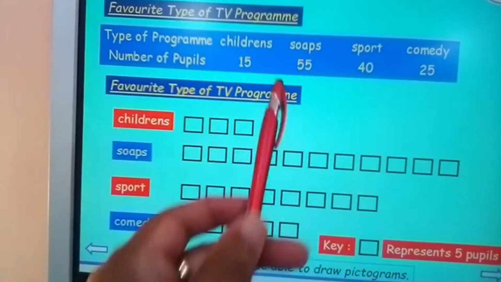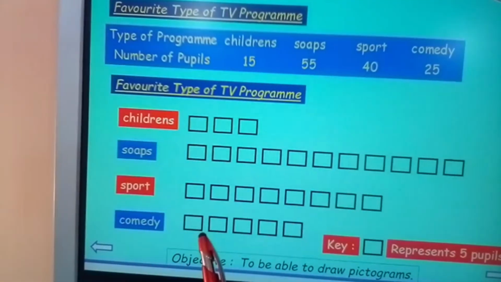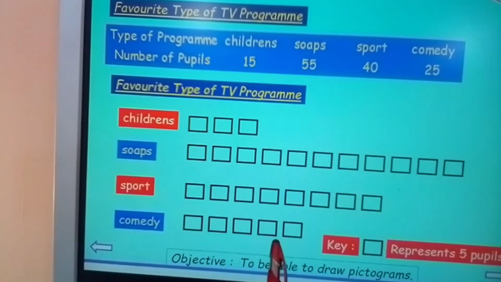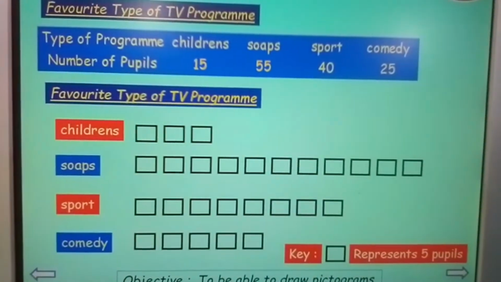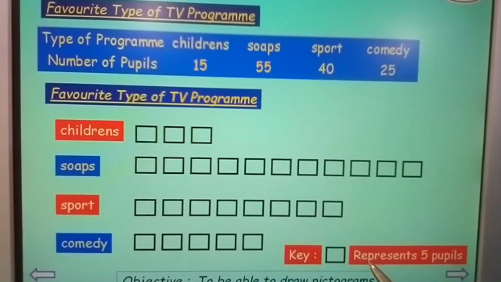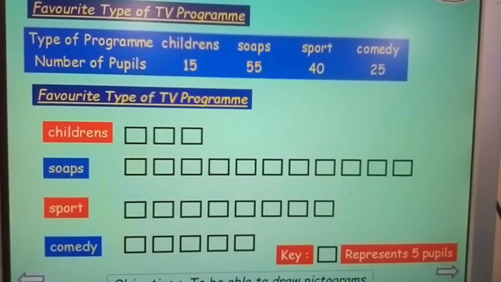So what we've done, we've taken our information here, from here, and we put it into a representation as a key. Okay? And we're told what the key represents at the bottom here. Okay? Down here, so that's a key.